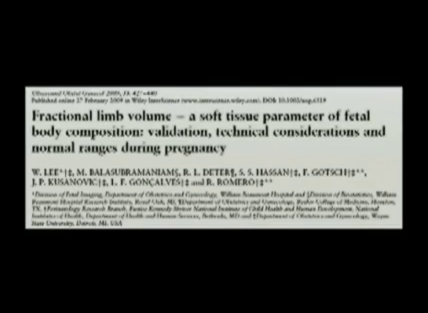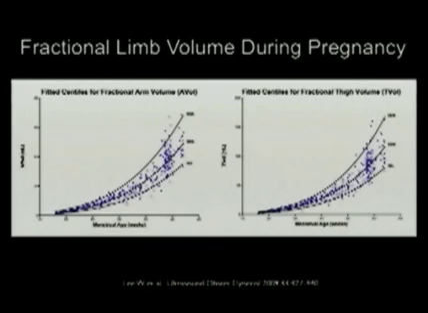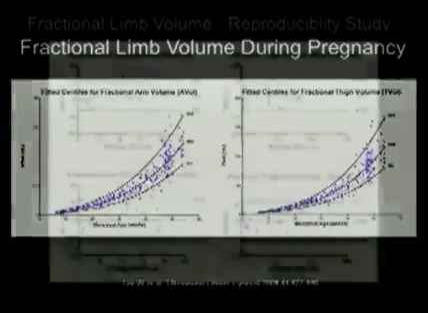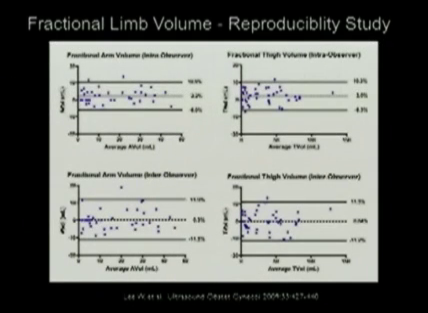This information has just been published in the April issue of the journal Ultrasound in Obstetrics and Gynecology, and this work was in conjunction with my colleagues at the Perinatology Research Branch at the National Institute of Child Health and Human Development. Essentially, we determined the normal ranges of fractional arm volume and fractional thigh volume. In that paper, we also talk about the reproducibility of the study using Bland-Altman plots.